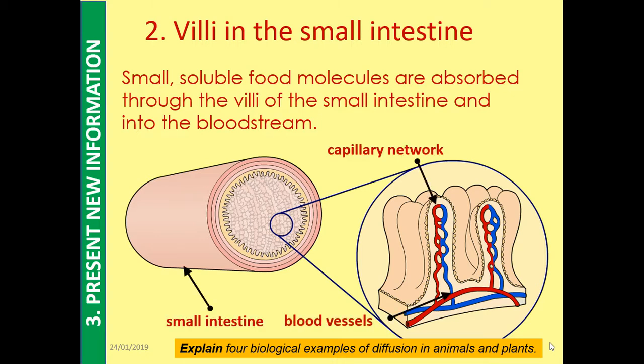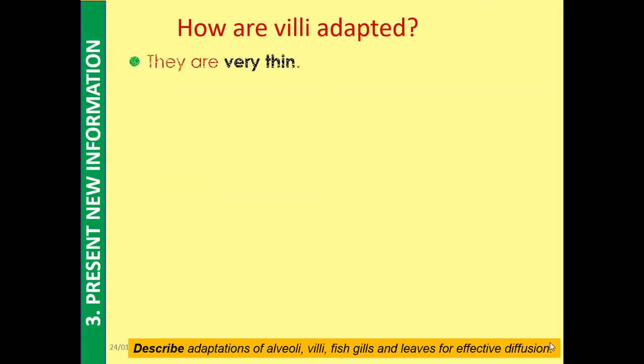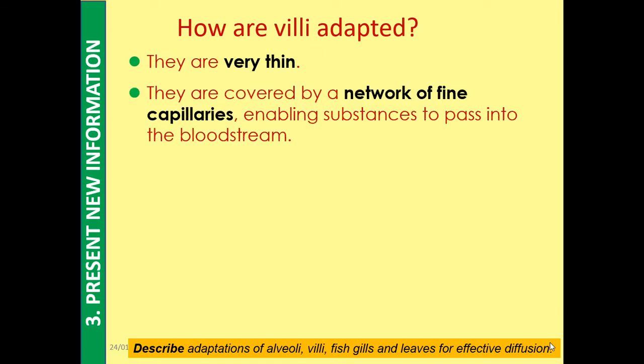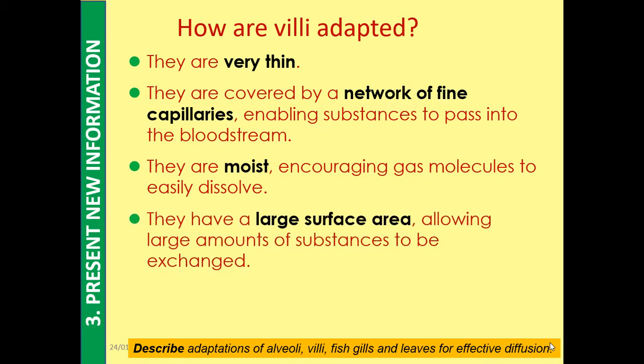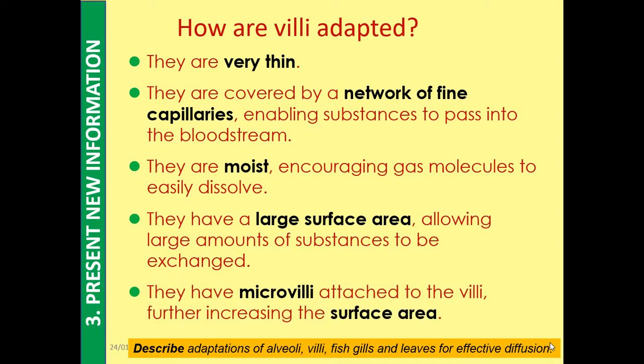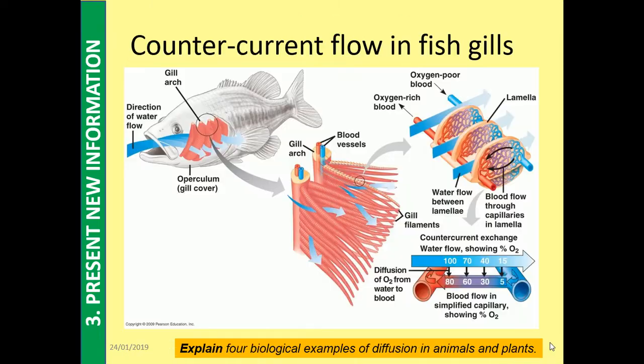Okay, there's the blood vessels where you could see the particles will be moving into. So how they adapted. Same adaptations as the alveoli, thin, fine network of capillaries, moist so that the molecules can dissolve, okay, so that's what digestion is, it's making small soluble molecules that can dissolve and therefore get into the bloodstream. Large surface area with all those villi, and they're also enhanced with the microvilli, which increase the surface area even further. Next, we're looking at countercurrent flow in fish gills.